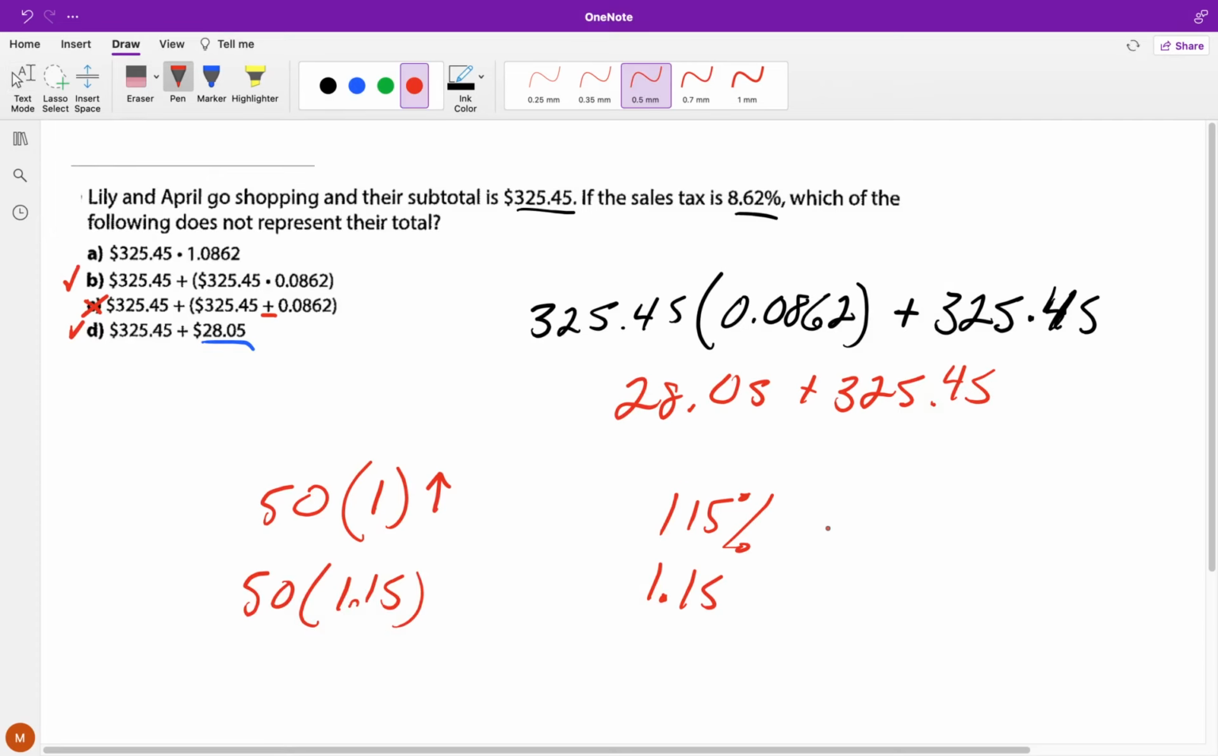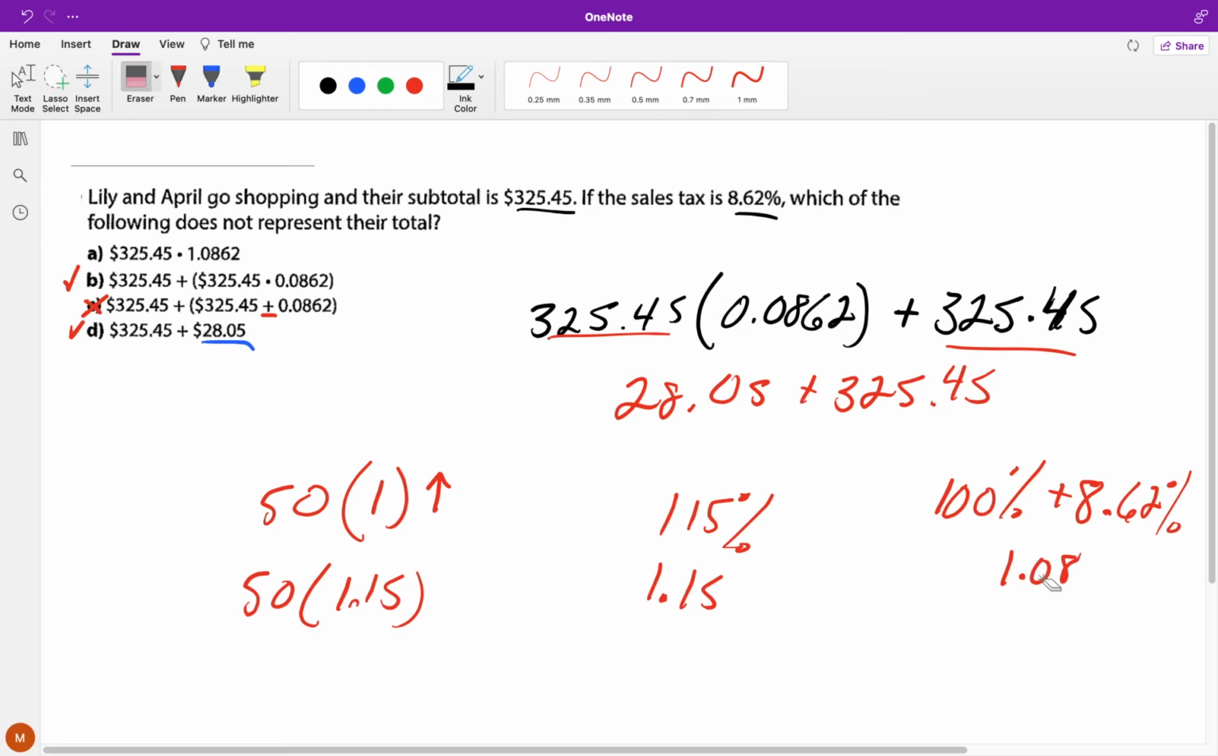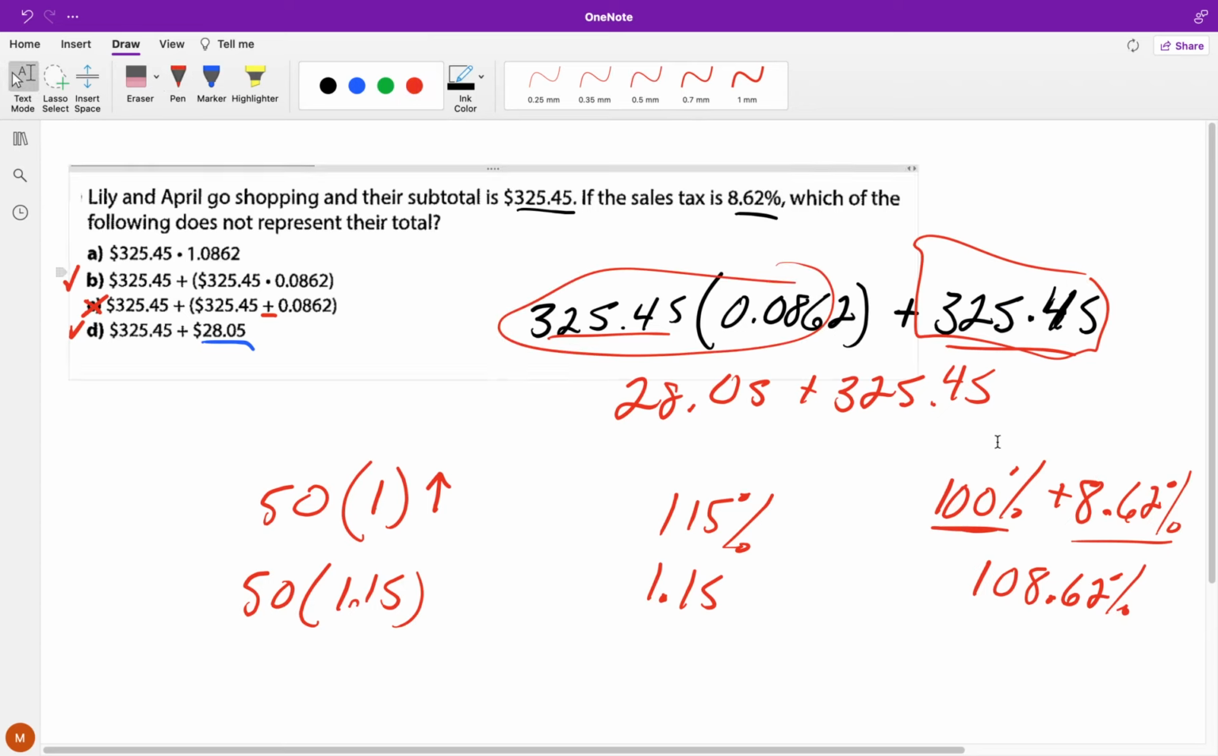Or in the sense of these taxes, we know that 100% is paying the full amount that we have. And then if we're going to pay an additional 8.62%, we can add that into it, and instead of us having to do multiple steps of this multiplying, we can just multiply it by 108.62%, because that will give us the original 100% amount that we have plus the additional 8.62% that we have to pay, which is represented here. So we can add these two together because they're like terms.